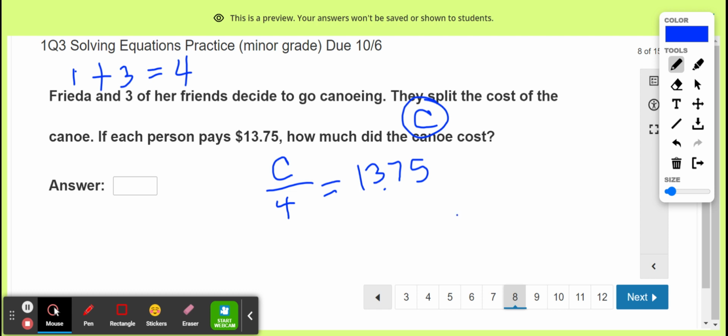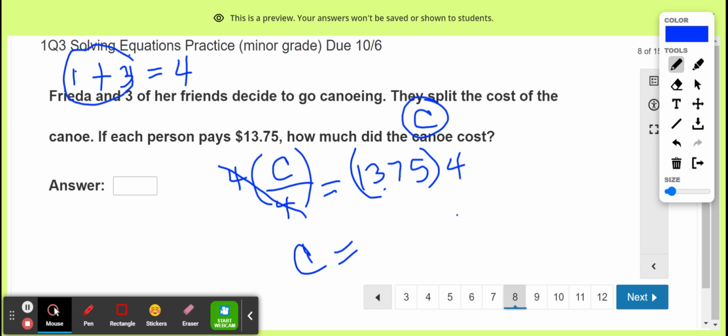We're looking at Frida and 3 of her friends. That is a total of 4 people, and they're going to split the cost of getting a canoe. Each person pays $13.75. How much did the canoe cost? So if we set up an equation, the total cost divided by 4 equals $13.75. We're going to multiply both sides by 4. So then the total cost is going to equal $13.75 times 4.